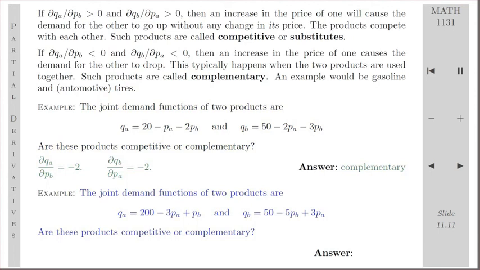The next example is QA equals 200 minus 3PA plus PB, and QB equals 50 minus 5PB plus 3PA. So the derivative of QA with respect to PB will be 0 minus 0 plus 1. I will leave it to you to figure out what I'm doing. Partial of QB with respect to PA is 0 minus 0 plus 3, or just 3. Both cross partials are positive, so these are competitive products.